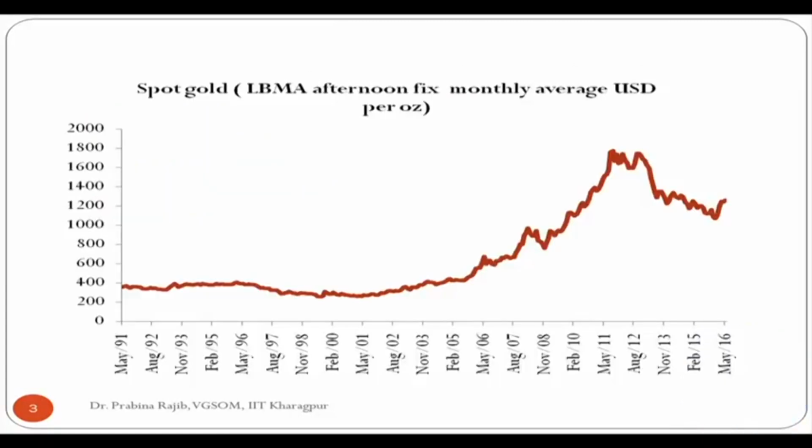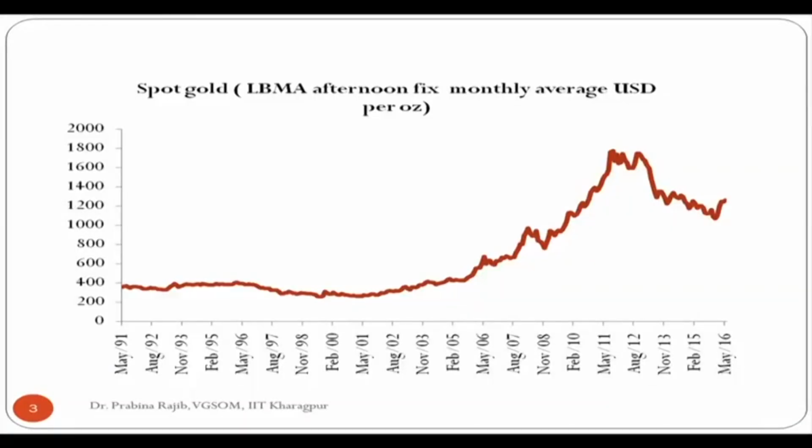Before we go to the discussion on gold forward contract, I want you to recollect the spot price movement of the gold price. If you recall, in the last session I had mentioned that gold price remained around $300 to $400 per ounce for 10 to 15 years during 1990 and some early part of 2000, and 2002-3 onwards it started picking up.